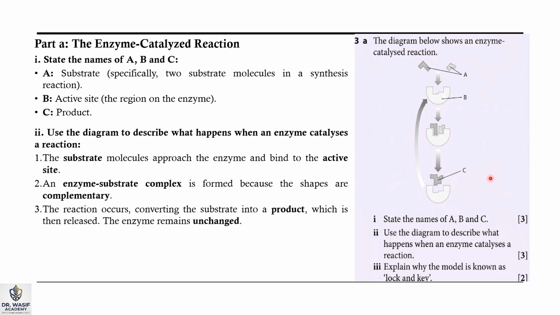Next question is: use the diagram to describe what happens when an enzyme catalyzes a reaction. Looking at this diagram, the first part of the answer is the substrate molecules approach the enzyme and bind to the active site. You can see it here. The second point is an enzyme-substrate complex is formed because the shapes are complementary. Here you can see it.